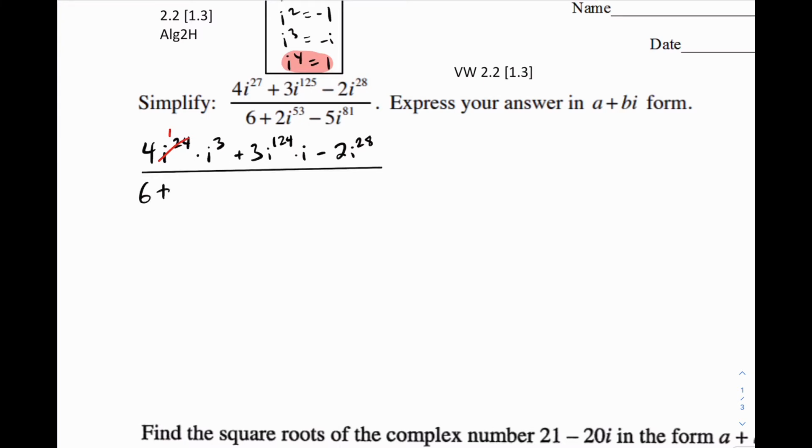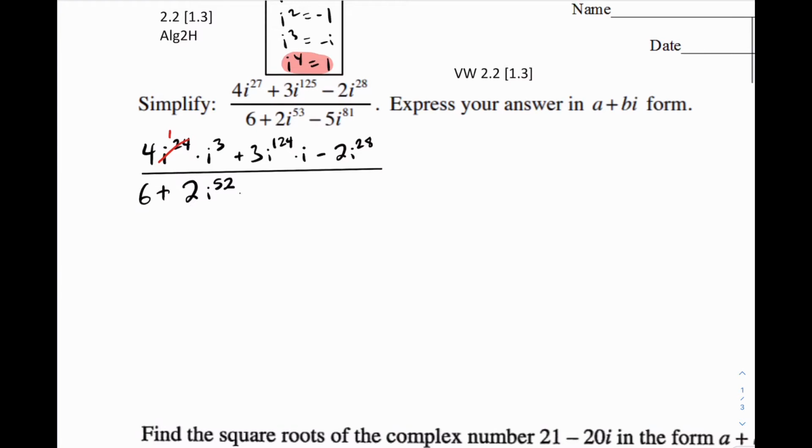Next one we have 6 plus 2. So think about 53. The largest multiple of 4 in 53 would be 52, and then there'd be 1 left over, minus 5, and then i to the 80 times i. And again, if you're wondering how I made this thing 1, think of i to the 24th. You can think of it like this: i to the 4th to the 6th power. So that makes it more apparent. This is 1, and 1 to the 6th is still 1. So all of these i to a power that's a multiple of 4, I cross them out, they're 1.